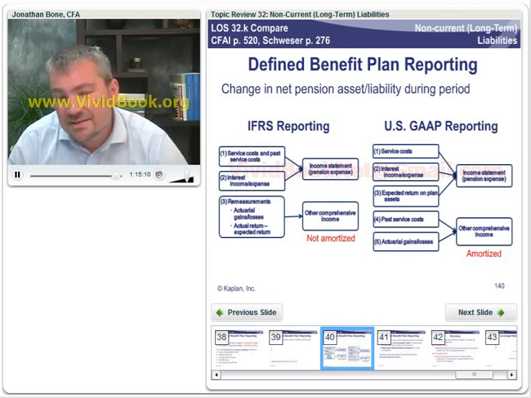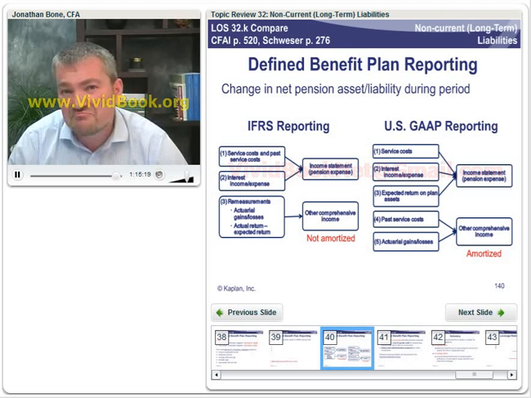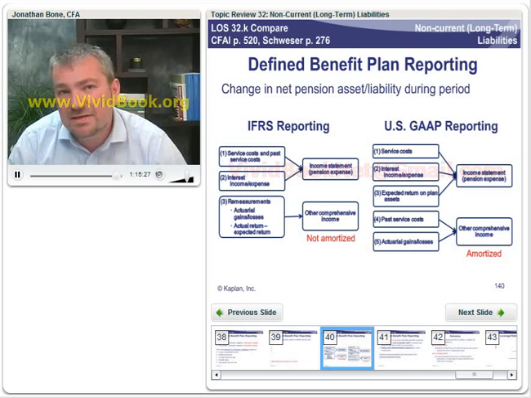Past service costs, remember, are as a result of changing the conditions of the plan. Rather than paying out 50% of your final salary, I'm now going to pay out 60%, let's say. And therefore, in that case, the estimated obligation would increase. Notice, both service costs and past service costs will affect the income statement under IFRS.